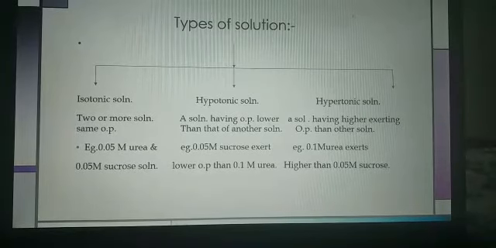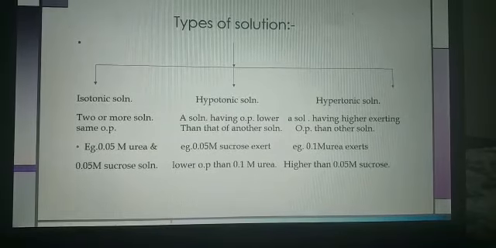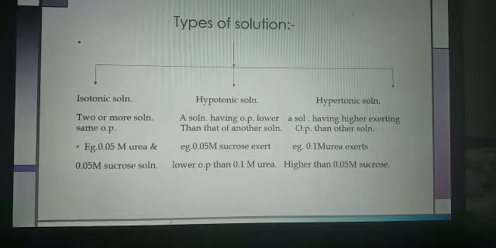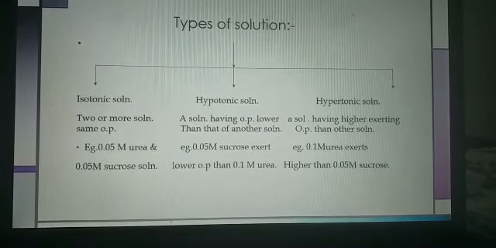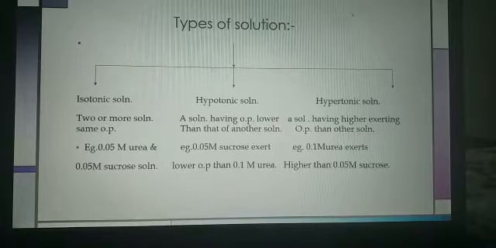After that, the hypotonic solution: the example is 0.05 molar sucrose, which exerts lower osmotic pressure than 0.1 molar urea. Now dear students, you can understand there is a difference in the osmotic pressure of the solutions, and the last one shows a higher pressure than the sucrose solution. The sucrose solution is hypotonic to the urea solution, and the urea solution is hypertonic to the sucrose solution. That is the small difference between them.